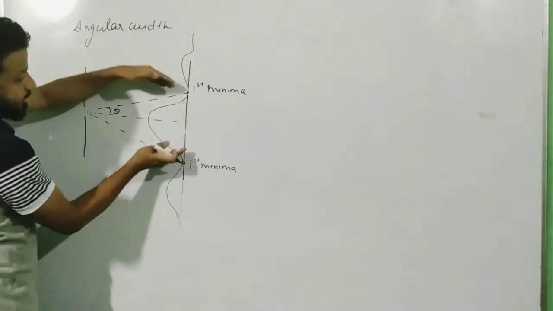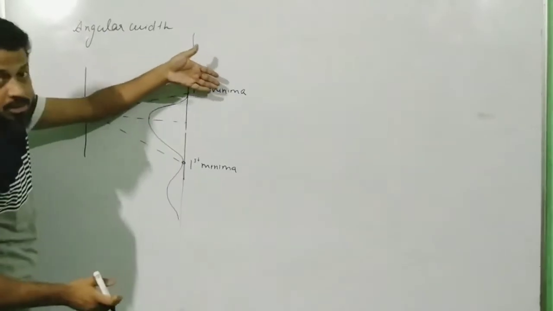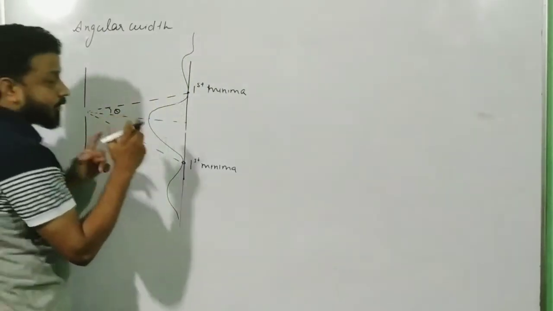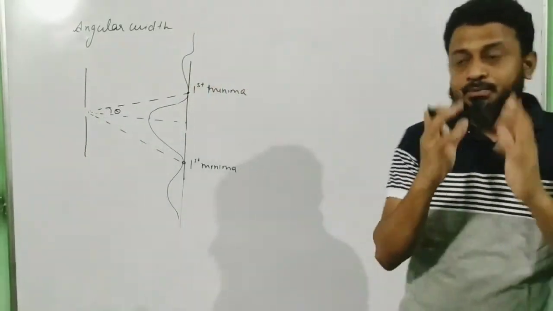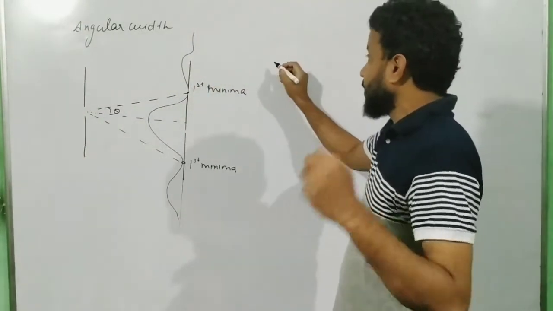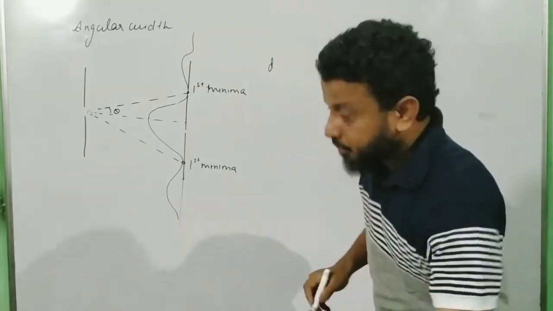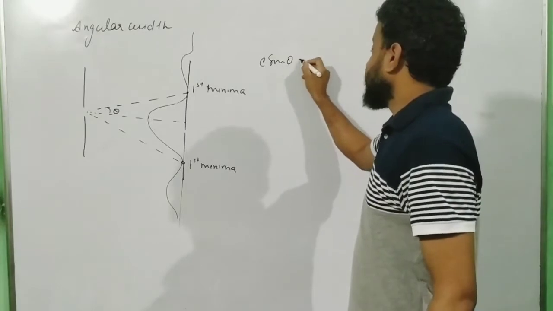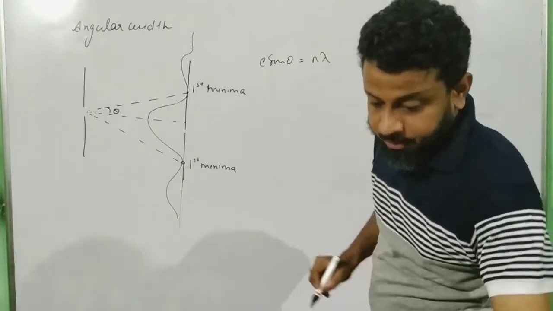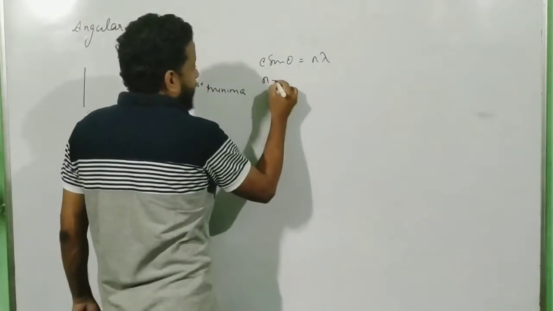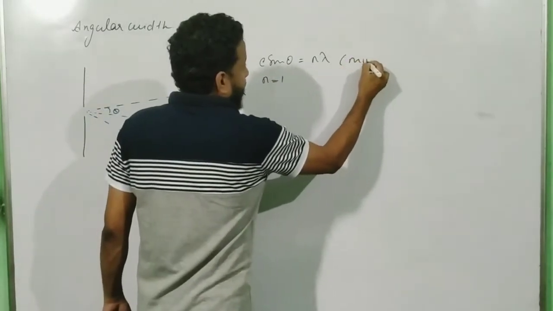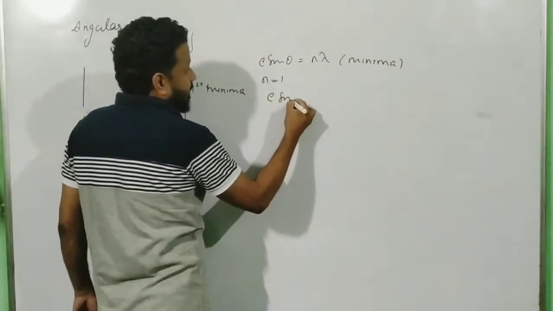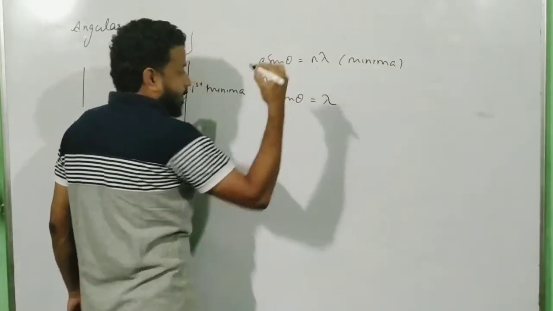Central maxima ends where the minima starts. So this is my minima, and we know the position of minima. Look here, I am going to use two statements for the same formula, for the same angle. Look at it very carefully. Now we know the formula for minima: e sin theta equals n times lambda. Now for n equals 1, let us not forget this is for minima, e sin theta will be equal to lambda.